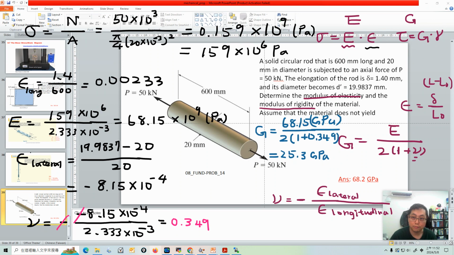It's not a difficult calculation. You just use the elastic modulus and the Poisson ratio to calculate the shear modulus. That's it. My PowerPoint answer here is not exactly correct, because I missed the shear modulus. So let me add this: G equal to 25.3 gigapascal.